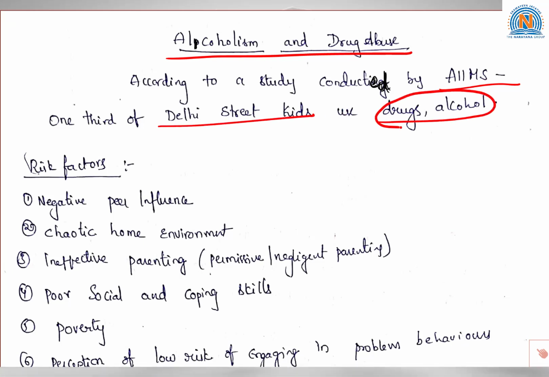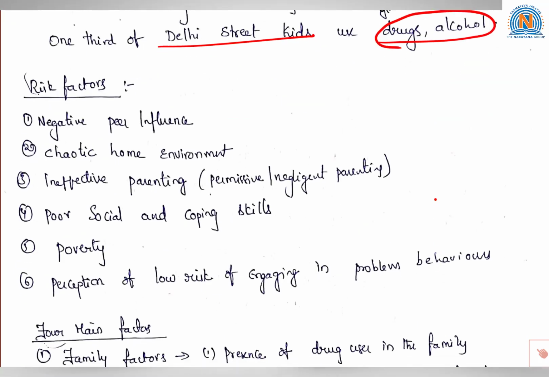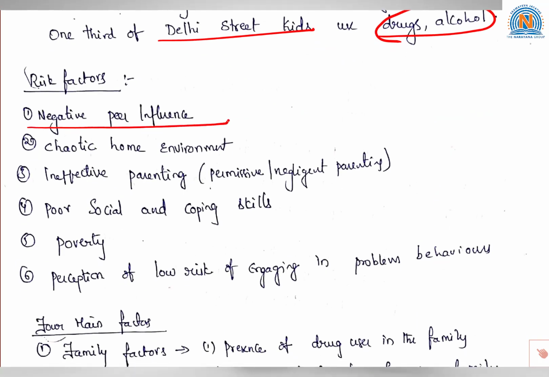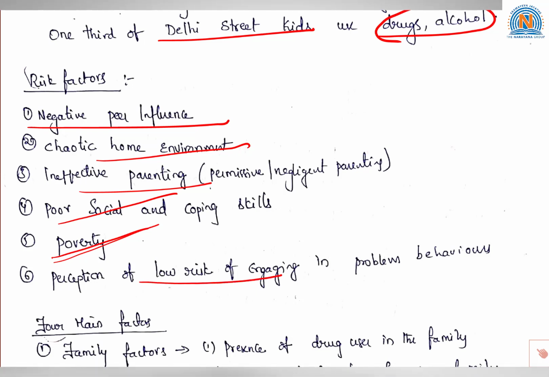So what are the risk factors associated with the issue? Negative peer influence is a major risk factor, along with a chaotic home environment, ineffective parenting, and poor social and coping skills. Poverty is another major reason, and so is the perception of low risk of engaging in problem behavior. People think that engaging in this behavior is of low risk. So these are all the risk factors associated with drug abuse.